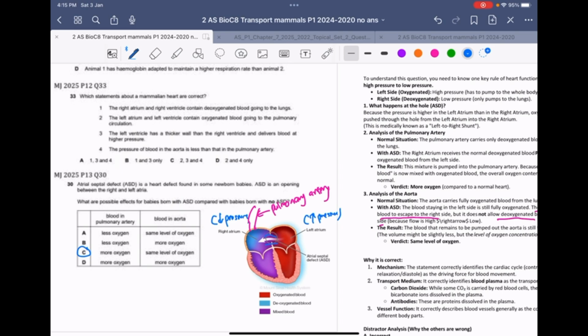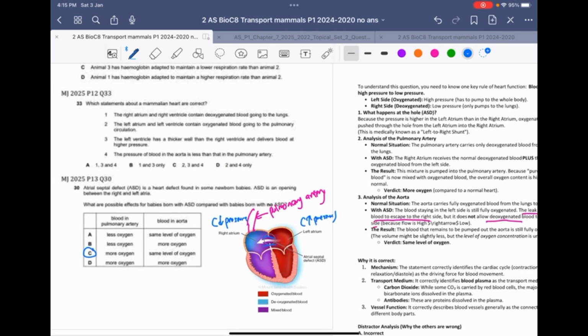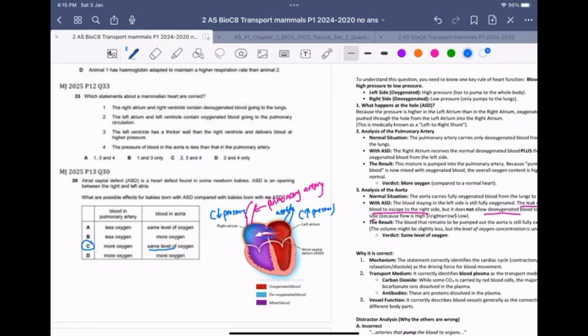It's because the aorta is another kind of blood vessel connecting from the left side of the heart to all parts of the body. So here will be the aorta, and that is the largest blood vessel carrying the oxygenated blood. So it will still carry the same level of oxygen. Because of the atrial septal defect, there is a hole, so the oxygenated blood carried by the left atrium will leak to the right atrium. Initially the right atrium carries deoxygenated blood, but it will also receive some of the oxygenated blood from the left atrium, which causes the pulmonary artery to carry more oxygen.